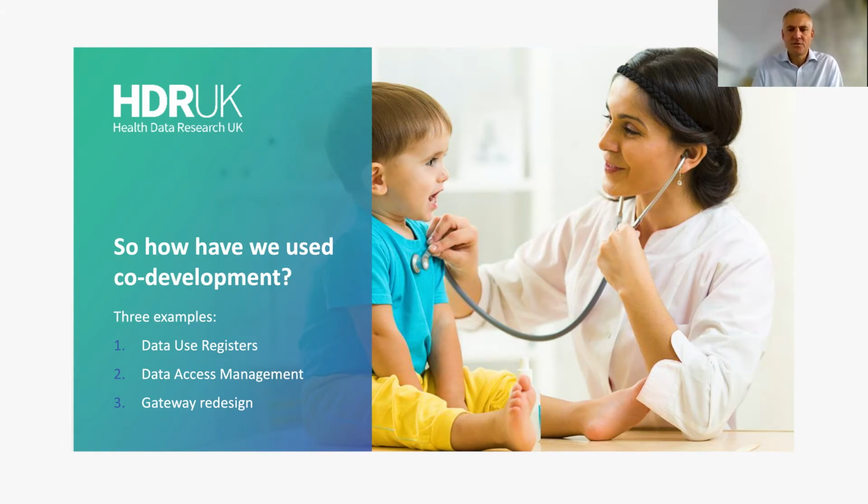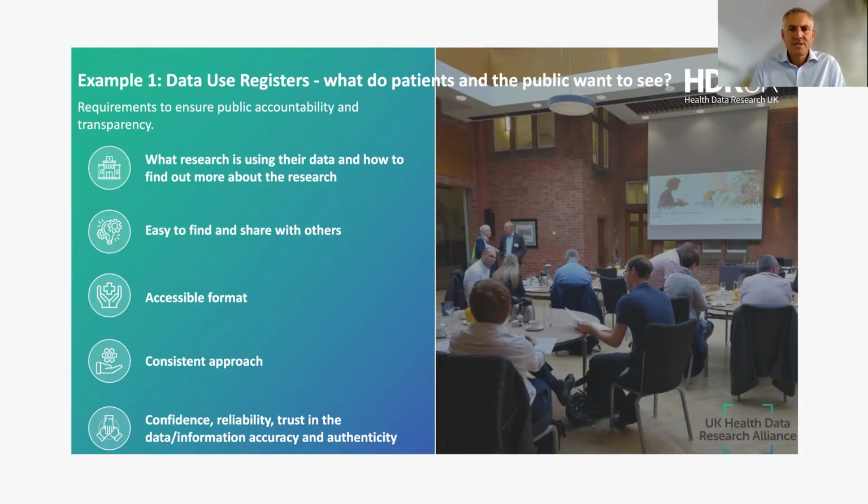So just to provide you with three examples of that, I wanted to touch on data use registers, data access management, and the Gateway redesign. In terms of data use registers, these are also termed lists of approved studies or approved projects, data release registers, and they tell the public, tell everybody, it's an open record of what data is being used, for what purposes, by whom, and for how long. What we were trying to do is bring that together in a more coherent and consistent way and make sure these are available for everybody.